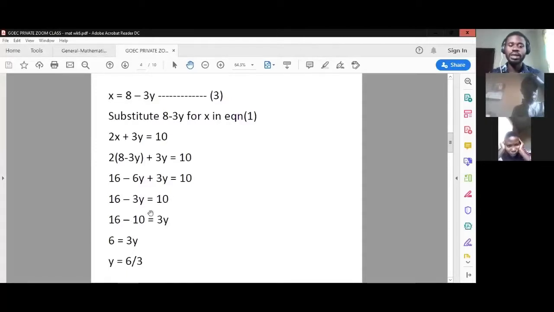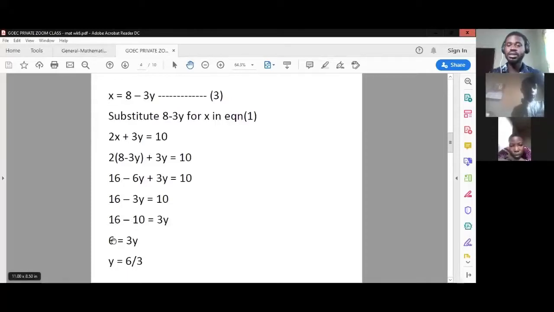Okay, we collect like terms again. 10 comes here, minus 3y goes out. So when 10 comes here, it becomes minus 10. We have 16 minus 10 is equal to 3y. When minus 3y goes here, it becomes plus. So that is 3y.